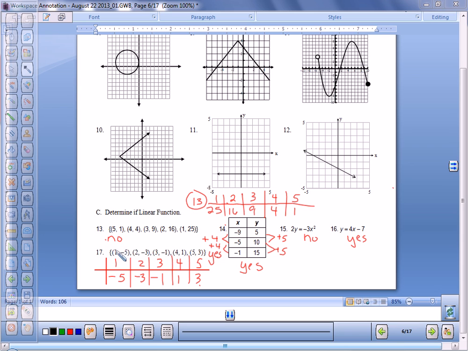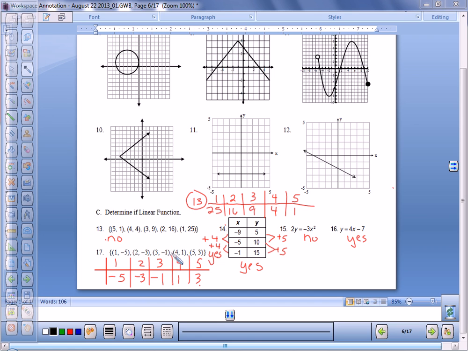Okay. This one, we look at this. Up 2, up 2, up 2, up 2, as it changes by 1. So 2/1, 2/1, 2/1, 2/1, was it constant? Yes, this one is linear. When that change is constant, it's linear.